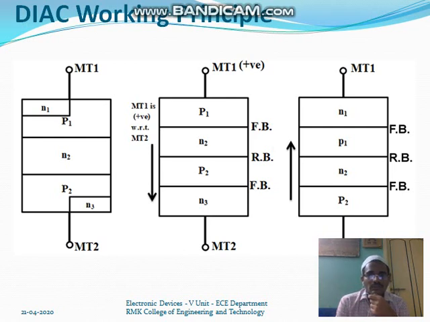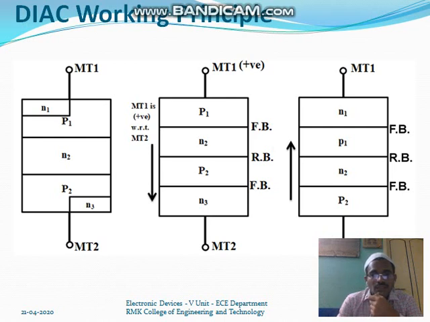Now this is the construction and its working principle. We can see when we connect MT1 to positive and MT2 to negative. Now we take only P1 to be considered. So P1 to N2 will be forward biased and N2 to P2 will be reverse biased. Similarly, N3 to P2 will be forward biased. Here N1 will not be considered, because this particular MT1 is connected to both N1 and P1. So P1 will be active and the current will be flowing from P1.